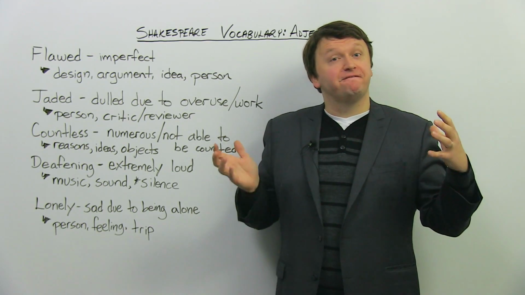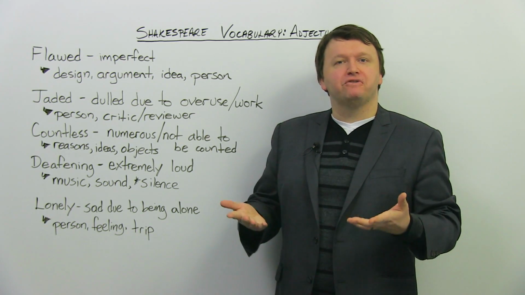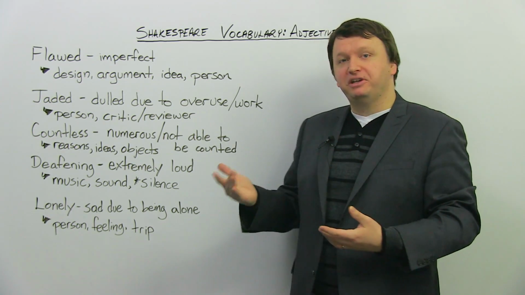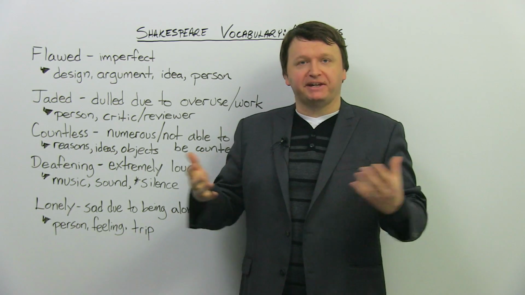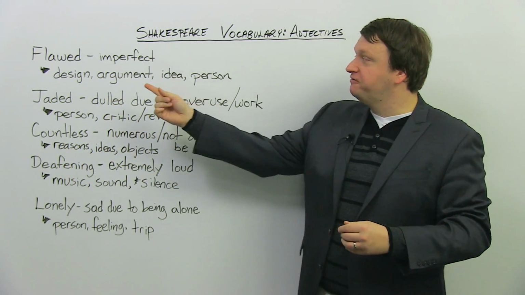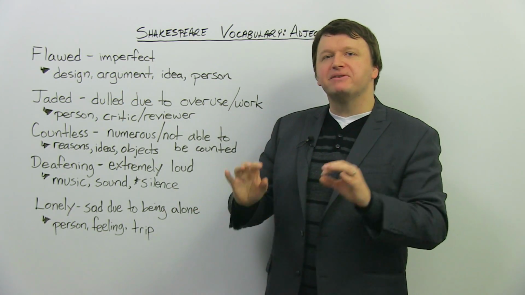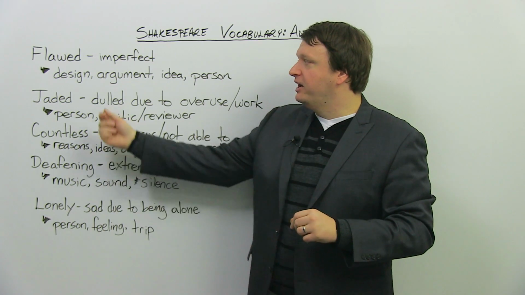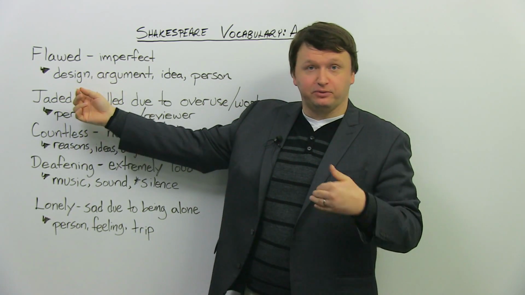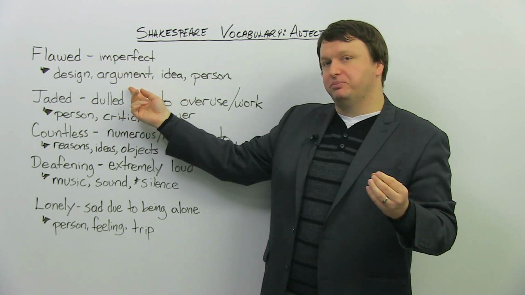Next, we have flawed. A flaw is an imperfection. A flaw is a noun. Now here, we add ed, suddenly, like magic, it's an adjective. So flawed means imperfect, not perfect. There is something wrong. So a flawed design for a computer or a car, a flawed argument.